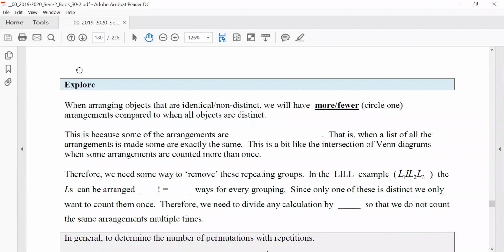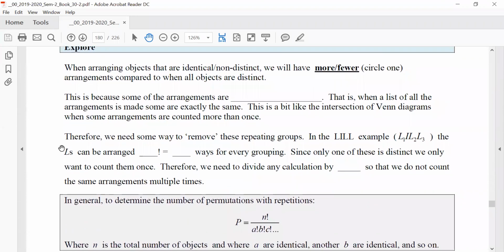Okay, next page. When we have identical objects, we're definitely going to have fewer arrangements because we can't tell the difference between them. This is because some of the arrangements are identical. Therefore, we need some sort of way to remove these. So the L's in Lil can be arranged 3 factorial, or 6 different ways. So we're going to divide by this 3 factorial, or the 6, so that we don't count these arrangements multiple times, because I can't tell the difference between them.